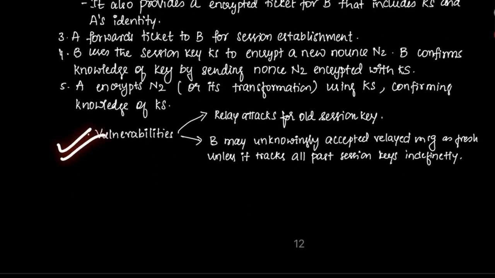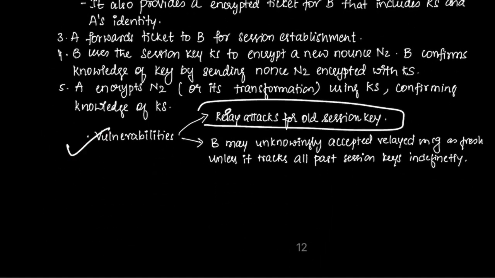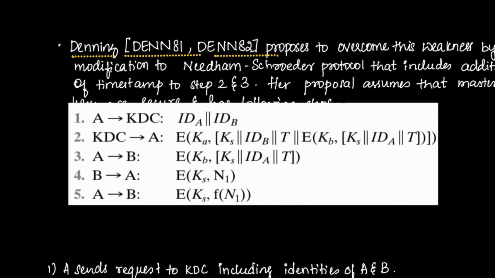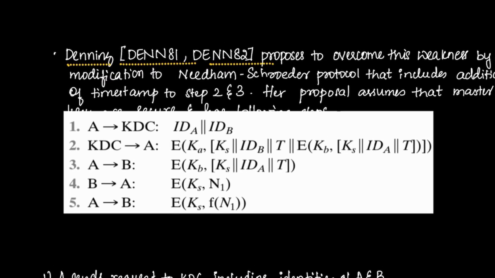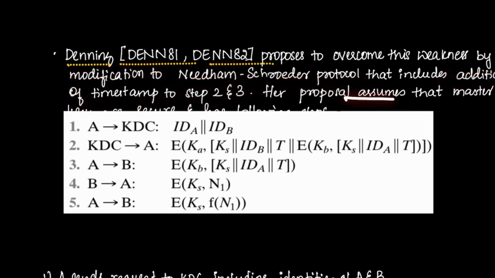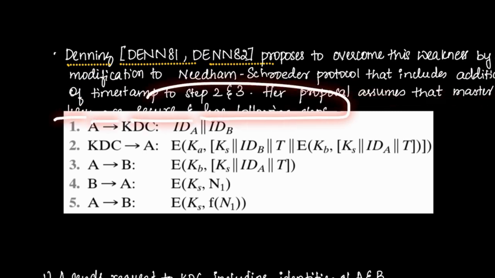The vulnerabilities here are that replay attacks can happen with older session keys, or Bob may unknowingly accept a replayed message. These two are the vulnerabilities. In order to overcome this weakness, Denning proposes a modification to the previous protocol that includes the addition of a timestamp to steps 2 and 3. Her proposal assumes that the master key is secure and has the following steps.